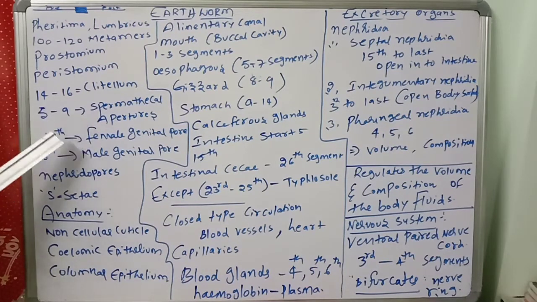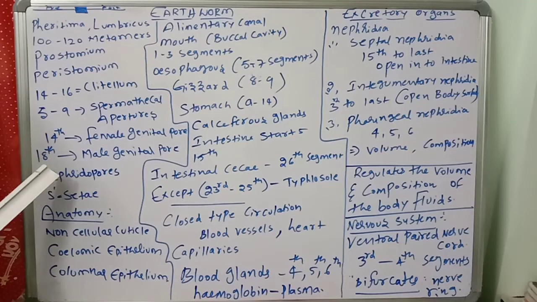In the midventral line, a single female genital pore is present on the 14th segment. Very, very important bits: 5th to 9th segments, spermathecal apertures; 14th segment, female genital aperture; 18th segment, male genital pore. And numerous minute pores are also there throughout the body, called nephridiopores.